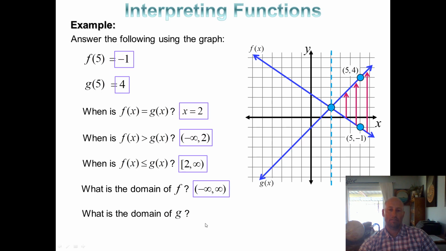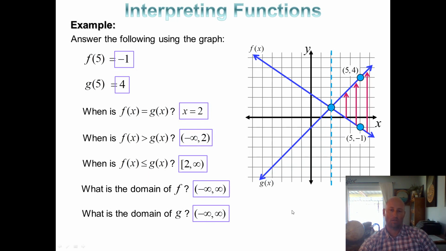Domain of g. Well, same thing. G is, yeah, it's going down, but it's still getting wider. And it's going to the right. It's still getting wider. I mean, it's moving at an angle, so it's going to get to infinity. It's going to get to negative infinity. So that's all real numbers. And so for the most part, unless it's a horizontal line, all linear functions will have a domain that's all real numbers.